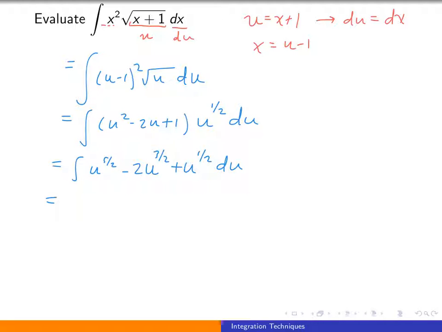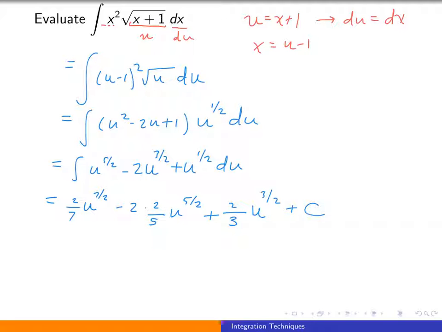And now we anti-differentiate term by term. So it would be 5/2 plus 1 is 7/2, so 2/7 u to the 7/2. Then minus 2 times, so your 3/2 plus 1 is 5/2, so 2/5 u to the 5/2, and similarly here plus 2/3 u to the 3/2, and then plus c.